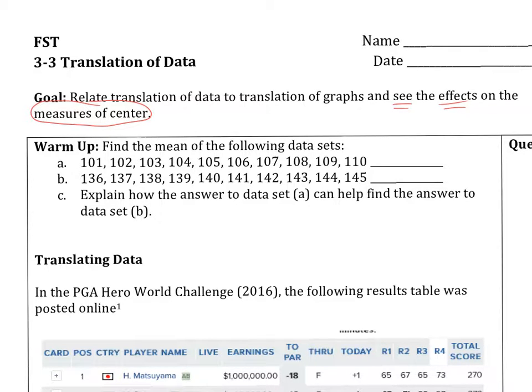Our first task was to find the mean/average of the following data sets. Some of you noticed those are consecutive numbers. It's not important that those are consecutive, but it is important that those are consecutive, and we'll see why in a second.